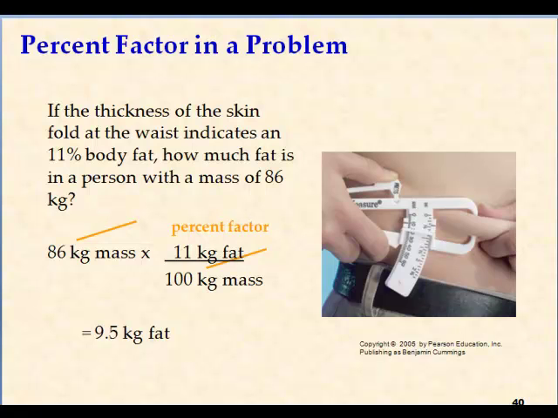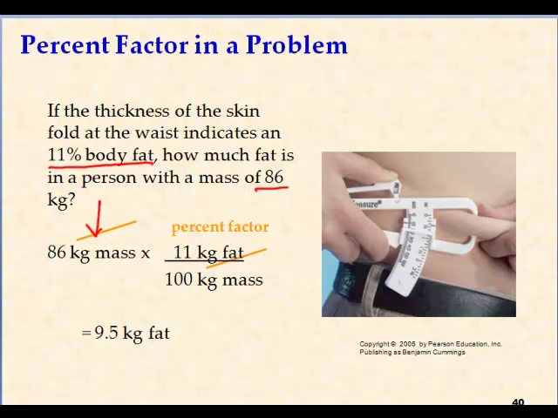Oh, this is a slide we haven't done. This is similar to the one we did before. Here we have: if the thickness of the skin is 11% body fat, how much fat is in a person with a mass of 80 kilograms? So what we're saying is we have this terminology of 11% body fat, converted that into a factor, and then we start with 86 kilograms to solve for this.